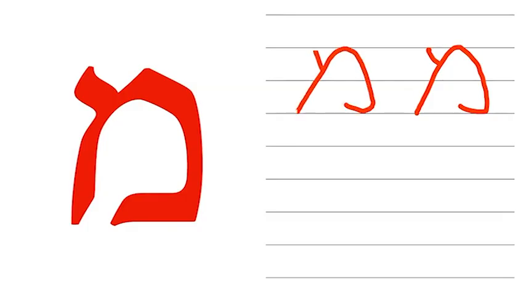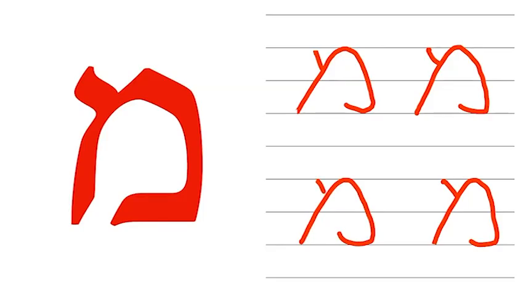Next we come to the mem, the M sound in Hebrew. There are a number of different ways to describe how this particular character is written. The first way will be like a giant wave with a surfer. Or it can be a giant mountain with a mountain climber. Or it can be a house with a chimney. Either way, memorize the form and be consistent.